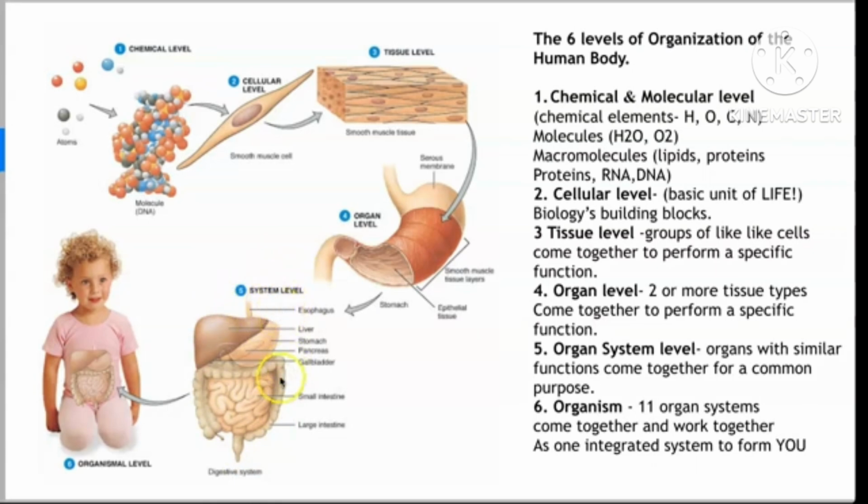In our bodies, we have 11 organ systems, and we'll talk about those shortly. All 11 organ systems are going to come together to form one integrated unit, one organism, which is you. And this is you. You're formed from these 6 basic levels of organization of the human body. Not too hard to follow this. Just make sure you understand this.